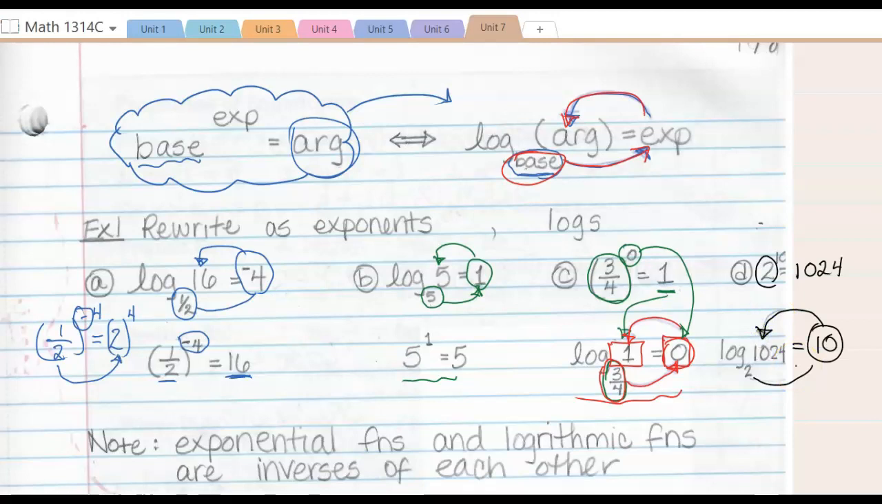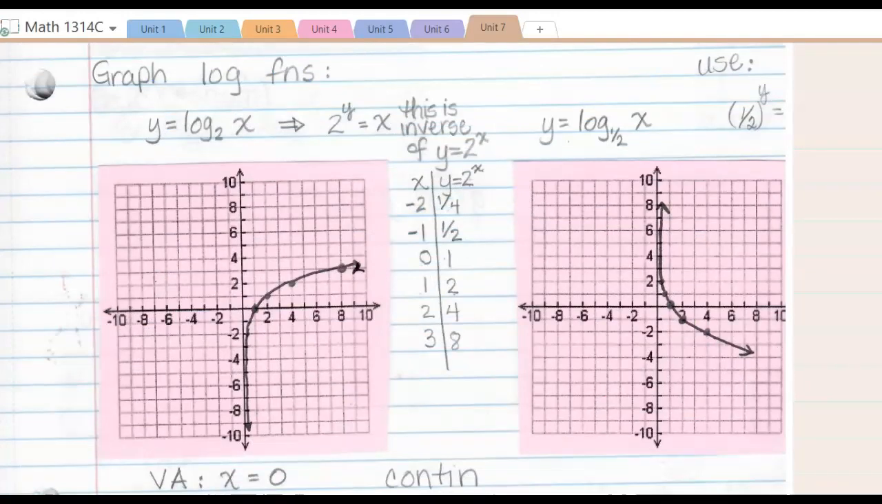So one of the big things I want you to note is that exponential functions and logarithmic functions are inverses of each other, and that's the reason why we have this relationship. Let's take a look at the graphs for log functions. So one of the things I want to remind you of is that we can rewrite our log function in terms of exponentials. And then we can use this to find some of our points.